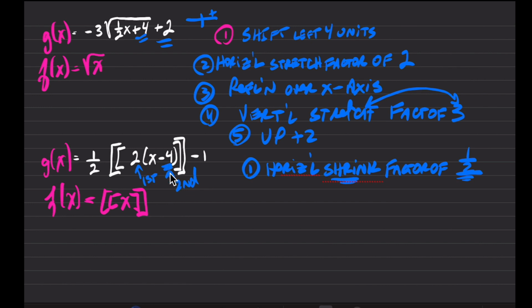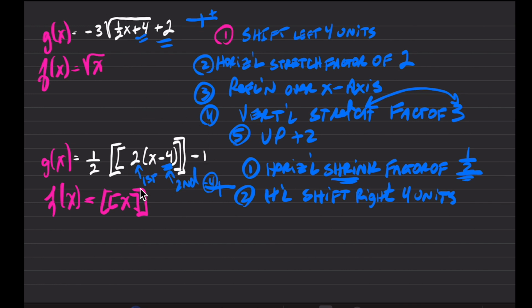Okay, now let's move to the shift. So we know it's going to be horizontal shift of 4 units. The only question is, is it right or left? When we think about -4, we think about -4 being on the left side of the number line. However, we're going to change the word to right because that's what we do. So first is a horizontal shrink factor of 1/2, then a shift to the right 4 units.